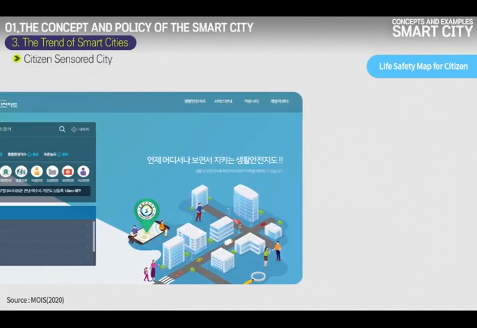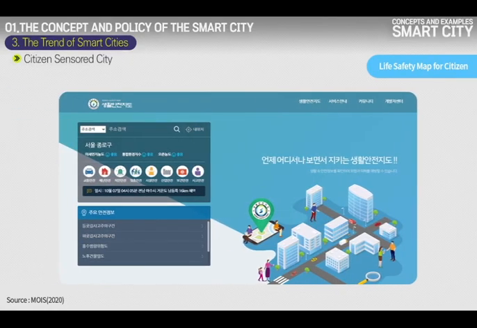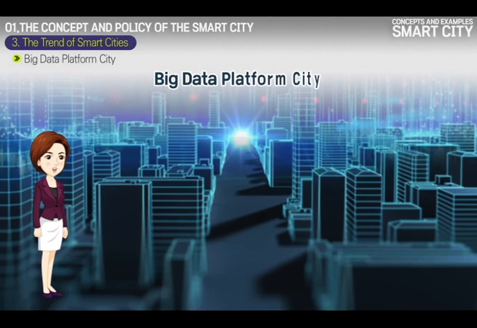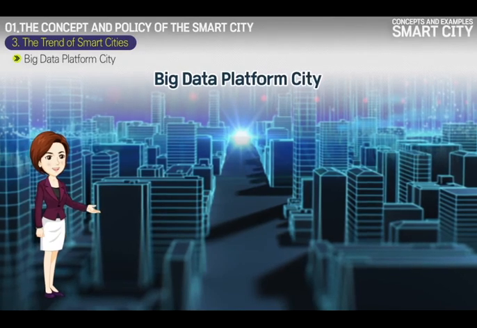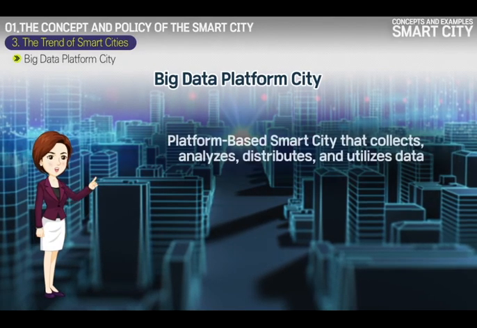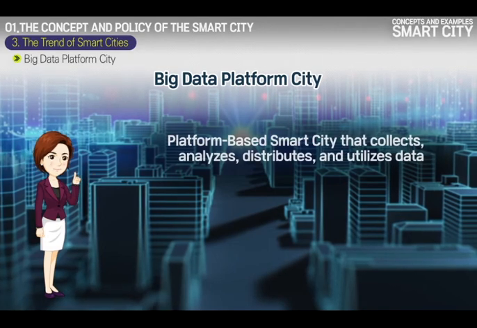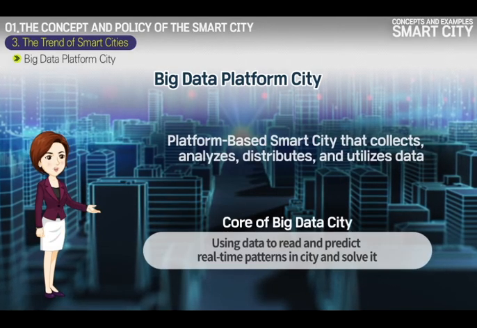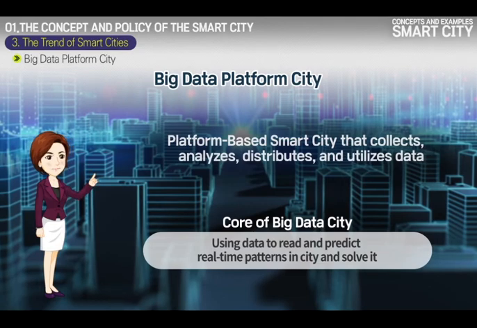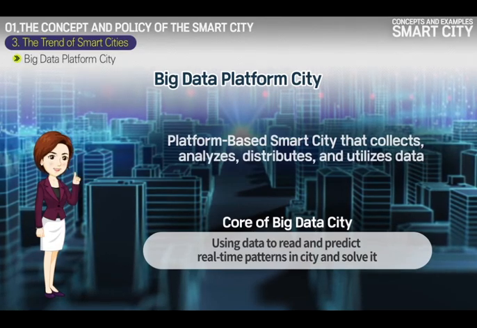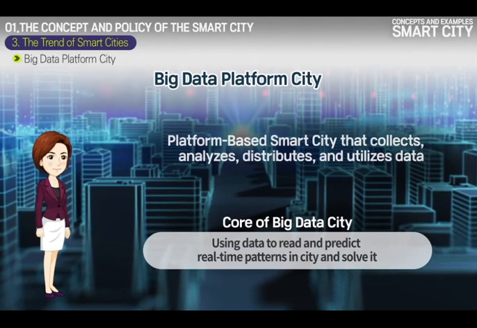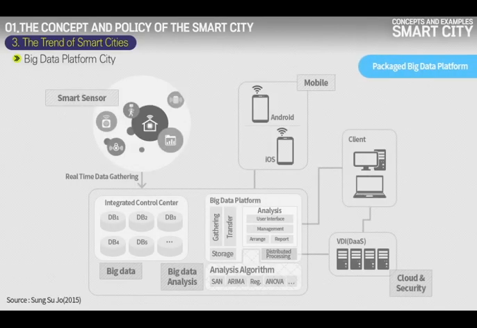The Life Safety Map of the Ministry of Public Administration and Security, a map created by citizens, can be a representative example of a citizen-censored city. Big Data Platform City is a platform-based smart city that collects, analyzes, distributes, and utilizes data. The core of big data cities is using data to read and predict real-time patterns in cities to solve urban problems. To move systematically, big data cities are platform-based.